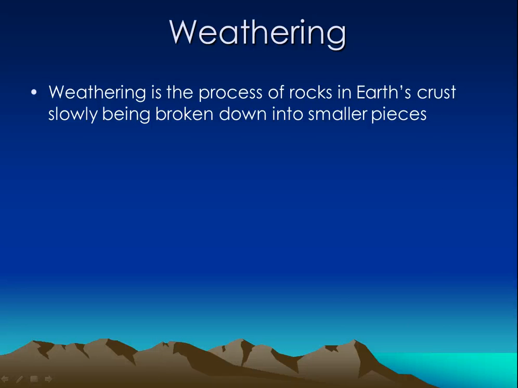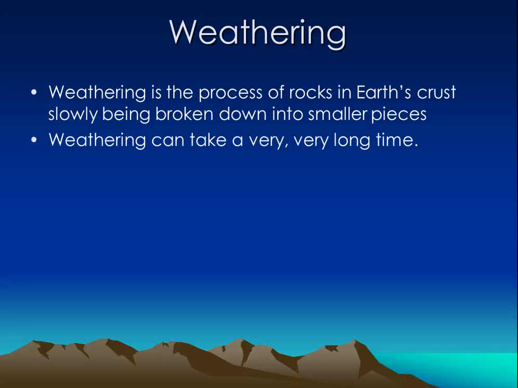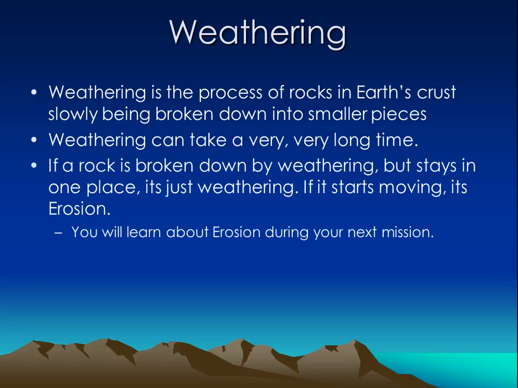So weathering is the process of rocks in Earth's crust slowly being broken down into smaller pieces. And weathering can, and usually does, take a very, very long time, many, many years, in order to take place. This is important for you to remember. I want you to highlight, star, circle, underline, whatever you need to do to understand what I'm about to say, and do this in your notes.